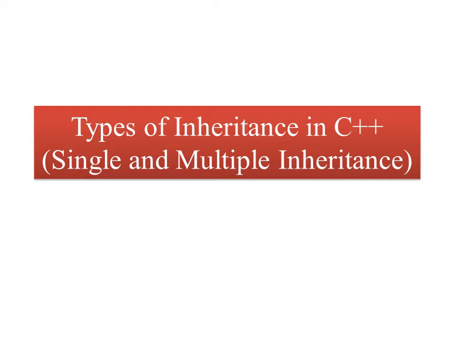So today we will see about two types of inheritance in C++. One is single inheritance and another one is multiple inheritance.